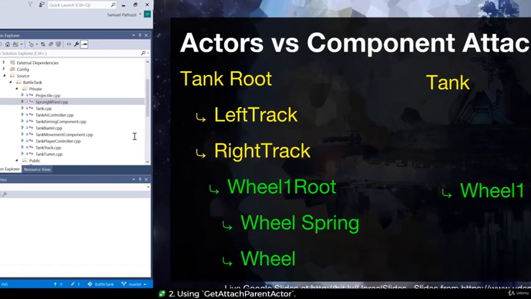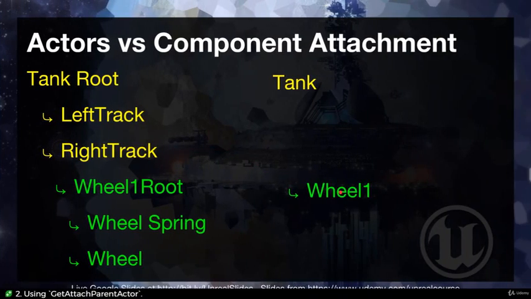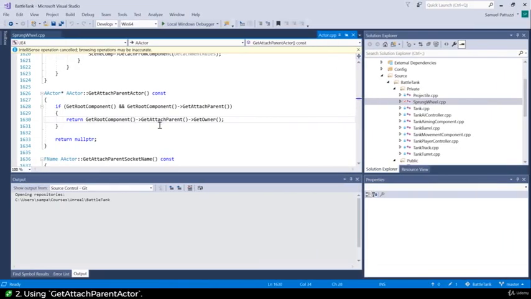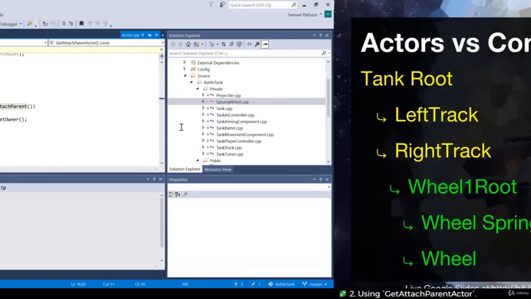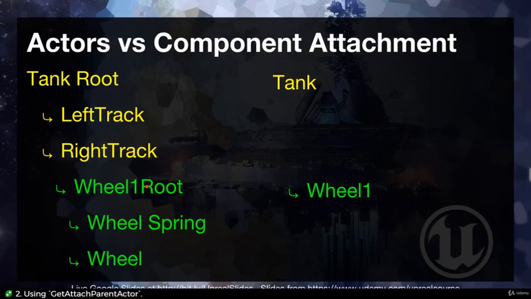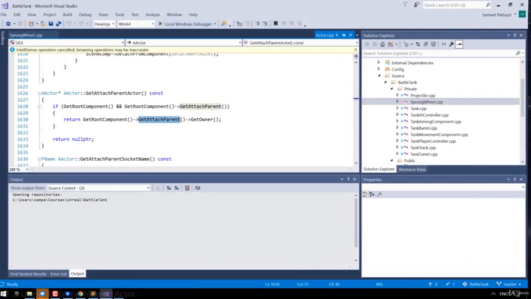So we are in the sprung wheel. So this is the wheel. Its root component is over here. This is our root component. And then it's saying get the attach parent. Okay, so what is this scene component attached to? It's attached to the right track.